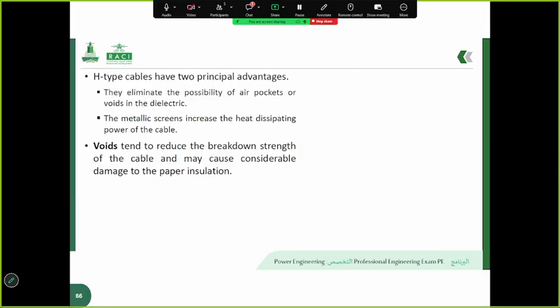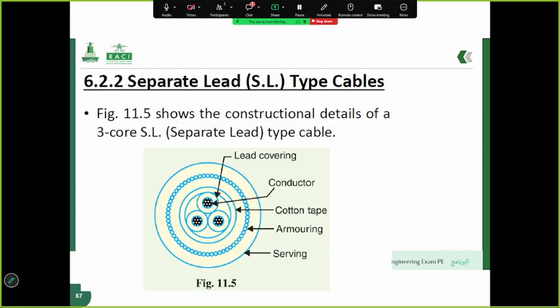Okay, this is showing the SL type cables, which are another kind of screened cable. The key difference in the construction is that each of the three cores is insulated and then covered with its own separate lead sheath.